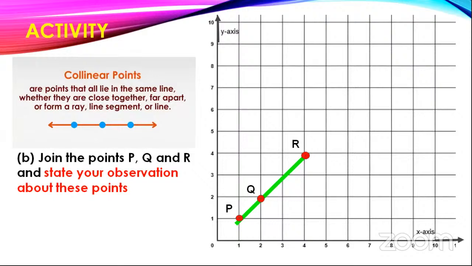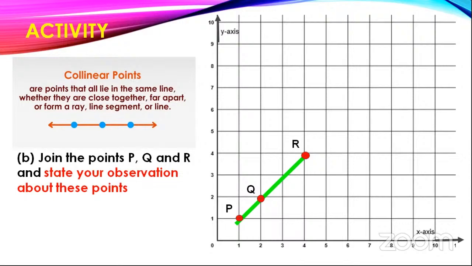With collinear points, because you notice that we started this section by labeling it. You may see this word in some of the vector problems that you are getting, or if you're practicing in your past papers. So here's what we are saying: collinear points are points that all lie in the same line. Whether they are close together or far apart, or form a real line segment or a line. Just like how the earth, the moon, and the sun were aligning for the eclipse, we were looking at the line itself.